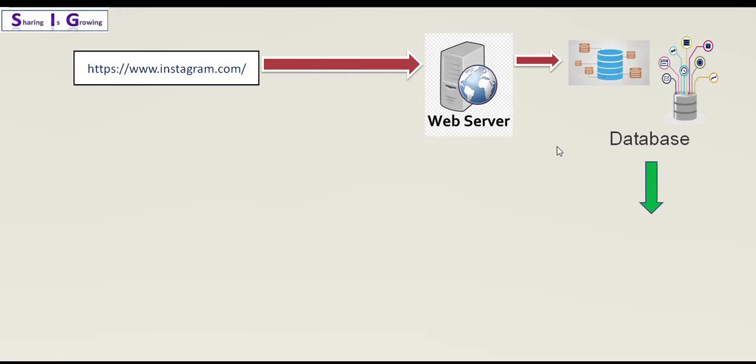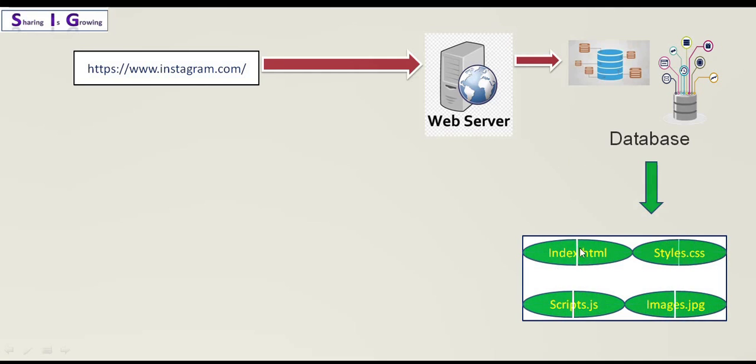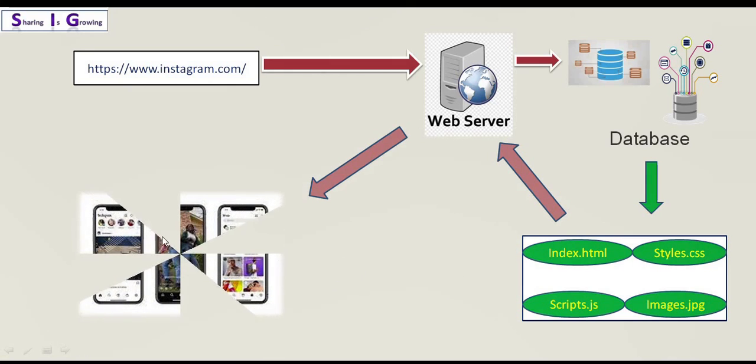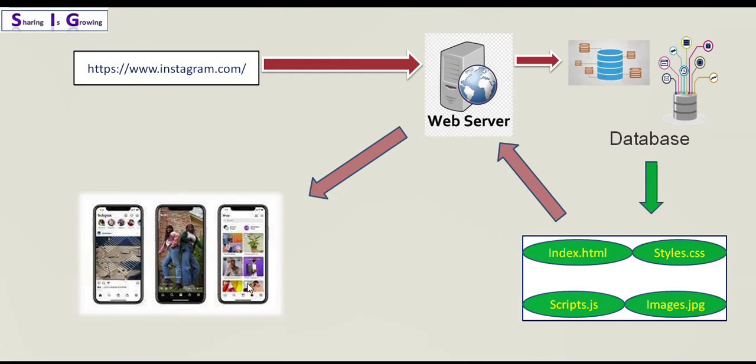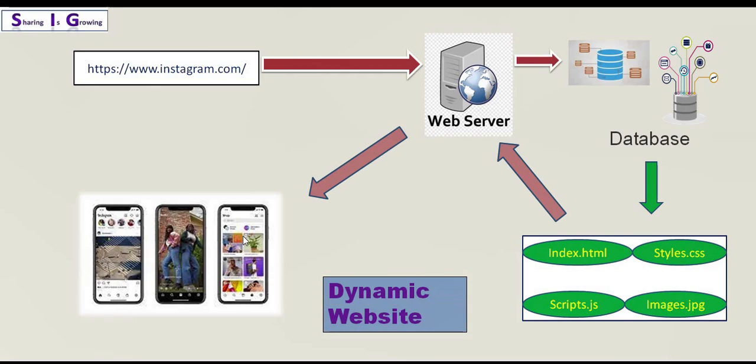If any updated information is present for the same URL, it takes all those files, and the files are updated based on the recent results. Those results are sent to the web server, and the web server gives an updated output like recent posts. When you reload the page, every time it lands with different content. That is nothing but a dynamic website, like Instagram or any other sites which land with different content.